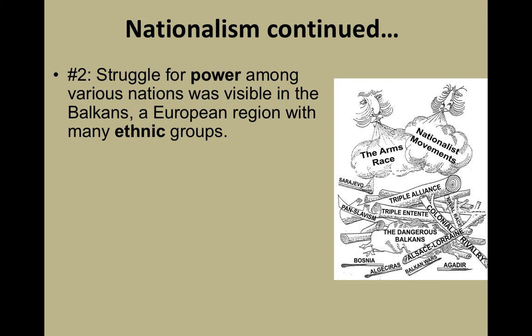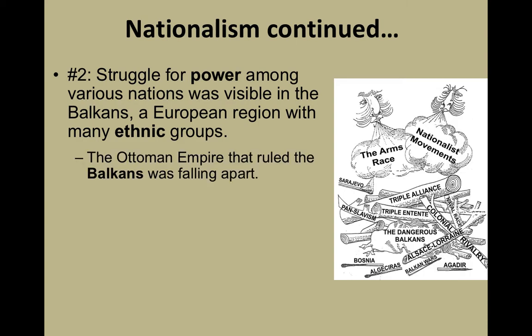And so specifically in a place called the Balkans in southeastern Europe, there was a struggle for power because there were various nationalities or ethnicities in the Balkans. They each wanted to be their own nation, like a country made up of that nationality, of Serbians or Bosnians or Croatians or Greek people.